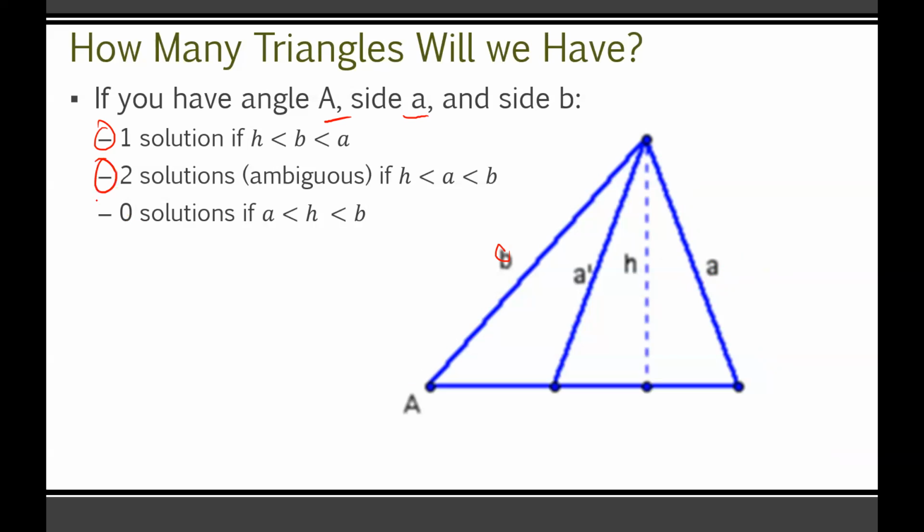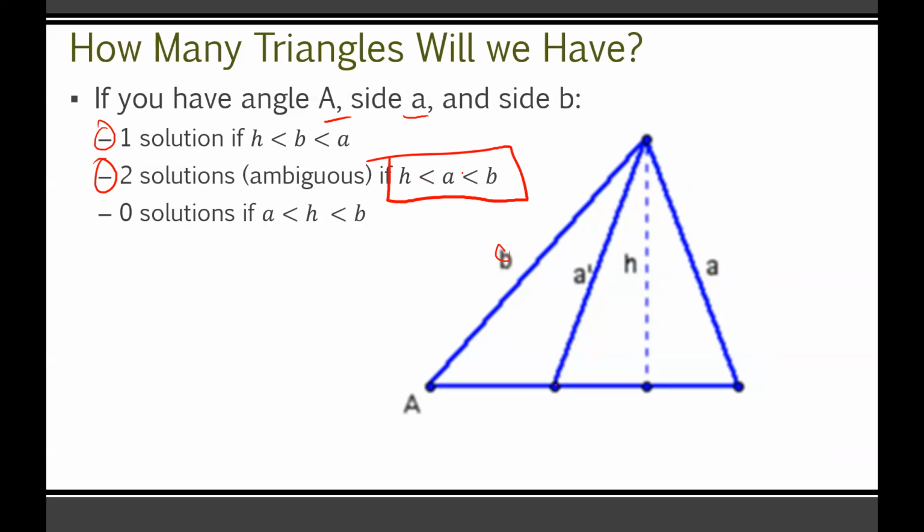The one we really care about is you'll have two solutions. If the height of your triangle is smaller than that side A, that allows side A to swing around and hit two different points, right? It's smaller than side A, but side A is smaller than side B, right? Now, here's a dumb way of remembering this. It works for me every single time.